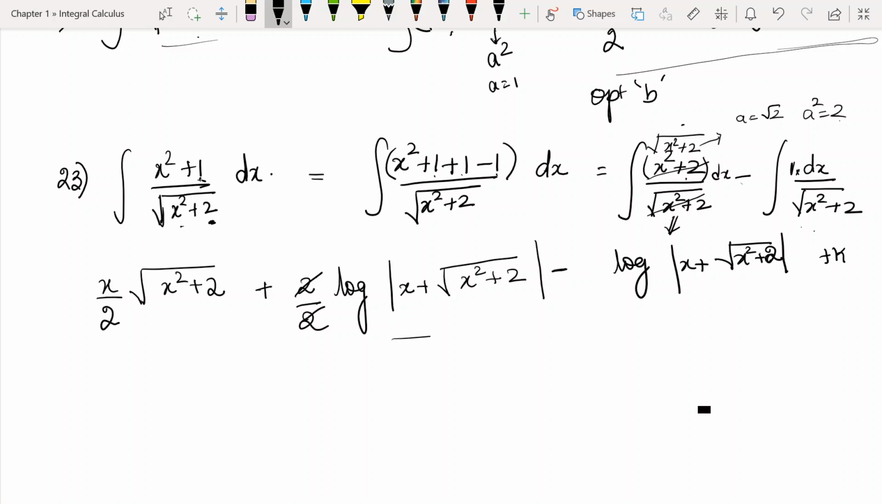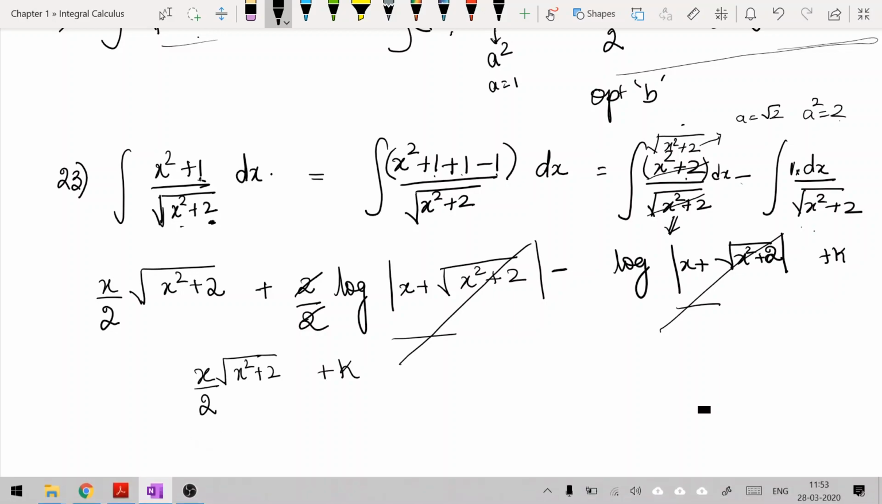Now you will notice that this term and this term are same. So we are cancelling both the terms. So we are left with only x by 2 root of x square plus 2 plus k. This is our answer for question number 23. Now we saw how big these formulas were, but look at the number of steps in which the sum is getting solved. So if you learn the formulas thoroughly and practice them a couple of times at home, then you'll be very comfortable in these kinds of problems and straight 1 mark into your pocket.